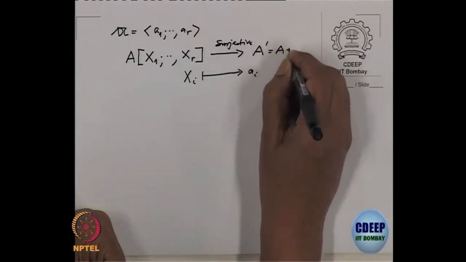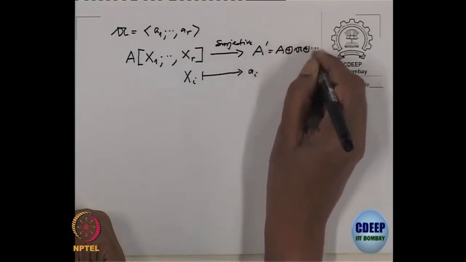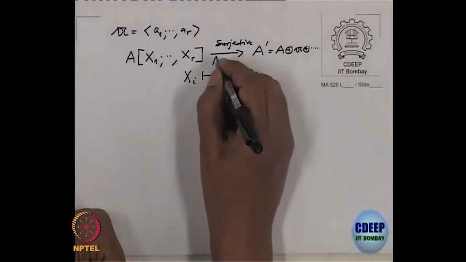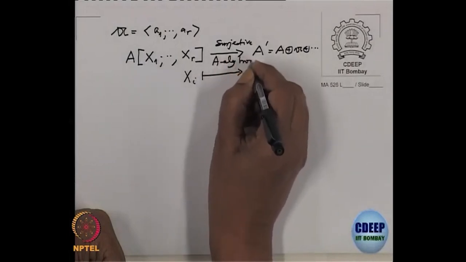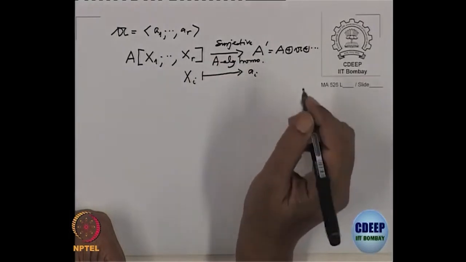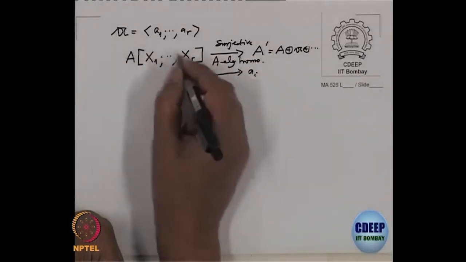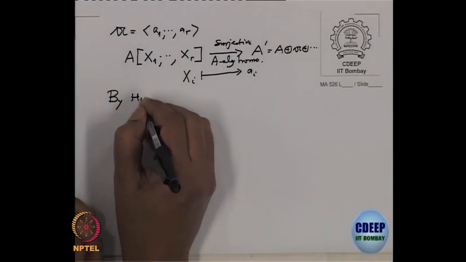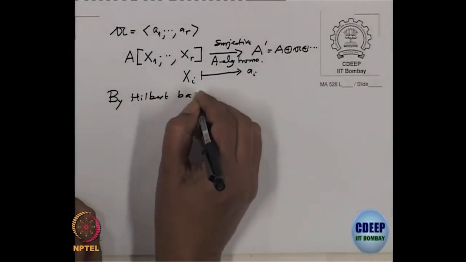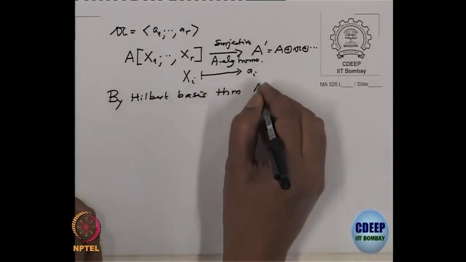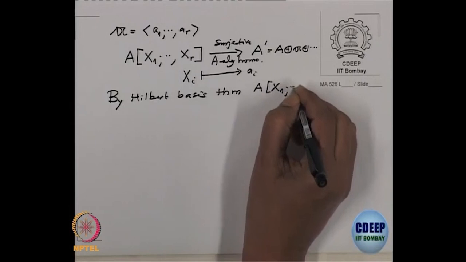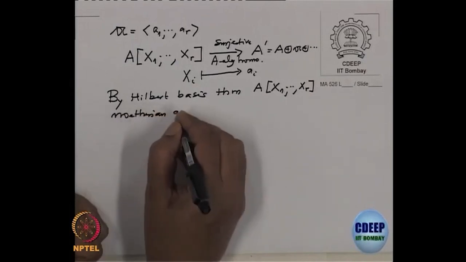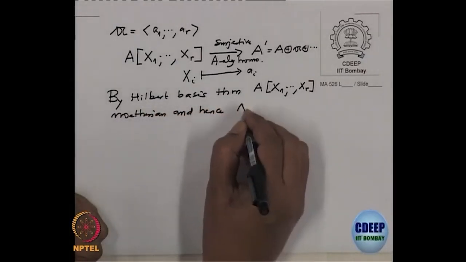it is a standard graded A-algebra, so it is generated by the degree 1 elements. So anyway, this map is an A-algebra homomorphism which is surjective. Therefore, by the Hilbert basis theorem, because this is Noetherian, the homomorphic image of a Noetherian ring is Noetherian. So by the Hilbert basis theorem, A[x1, ..., xr] is Noetherian, and hence A' is Noetherian.